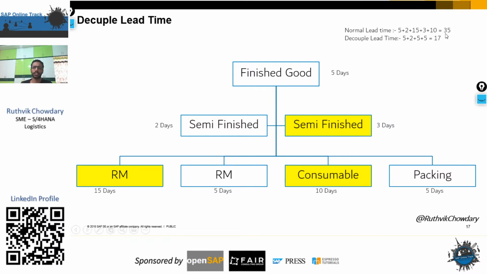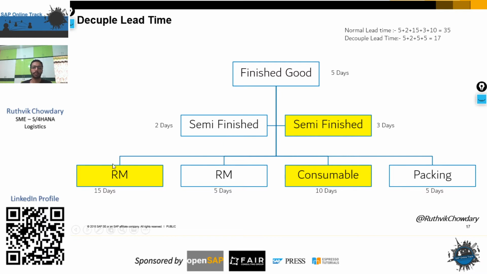So 35 days will be your lead time. But when it comes to the decoupling lead time, if you went with the DDMRP concept, it will take only 17 days. Why? Because, as I said, the system has identified the semi-finished, which is on the right side, and raw material and consumable. So these three materials out of this BOM structure have been identified as the bottleneck items, and we will be keeping the buffers.